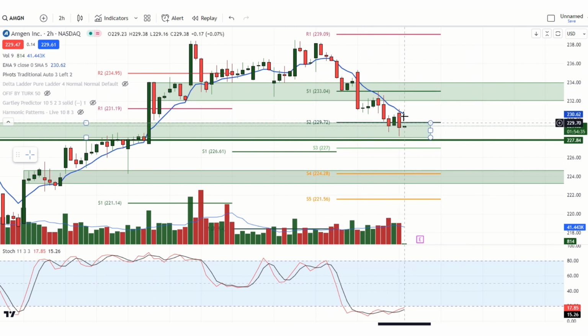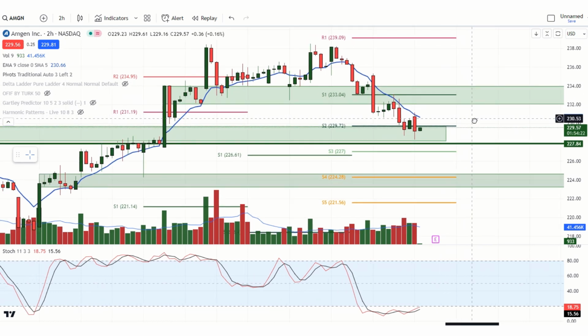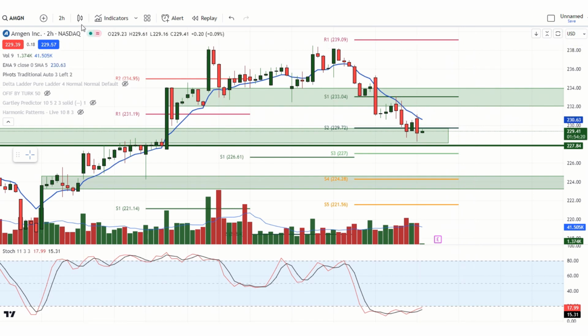Okay, so now we're on a 2-hour chart. We're still in a downtrend. We're below the moving average, but we're at support right here, okay? So bingo, we're in a major area. Write it down in your book, okay? That's something you want to be watching very closely. Let's move over to a 45-minute chart on Amgen.